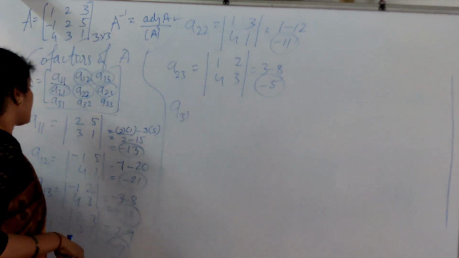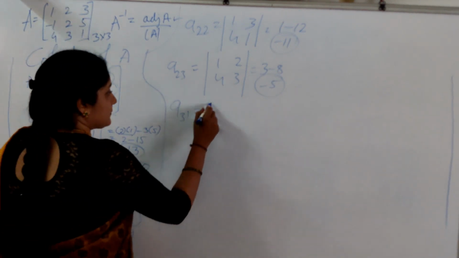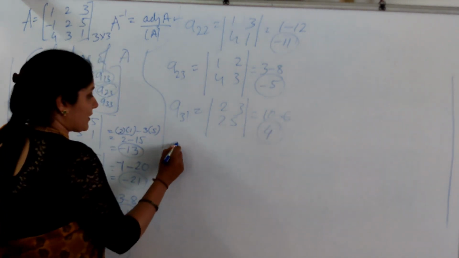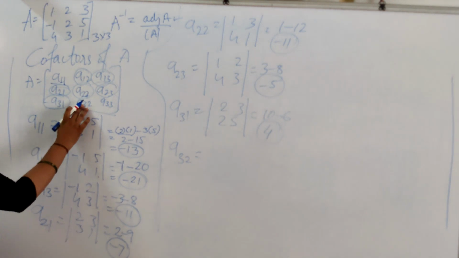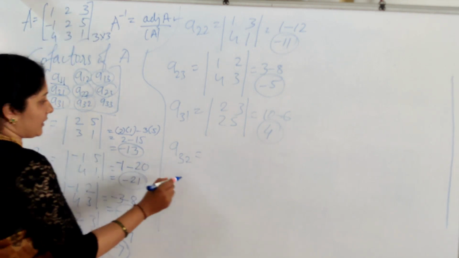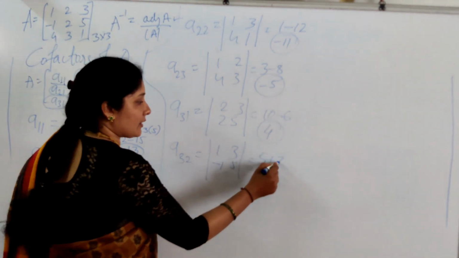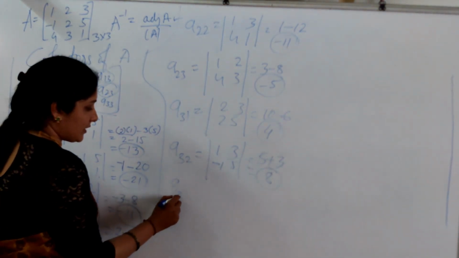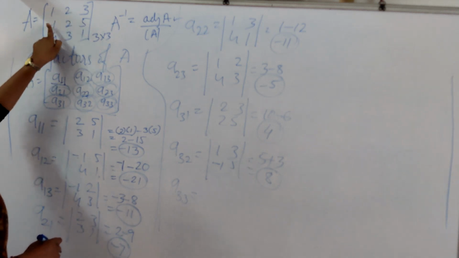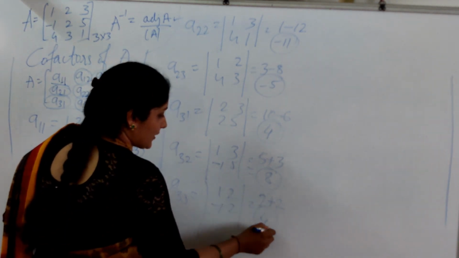Next, A31 means leave this row and this column. What is left here? 2, 3, 2, 5. 10 minus 6, that is 4. Next, A32. Leave this row and this column. What is left here? 1, 3, minus 1, 5. So, this is 5 plus, minus into minus becomes plus 3. Therefore, it is 8. Next, the last one, A33. Leave this column and this row. What is left here? 1, 2, minus 5, 2. This is 2 plus 2, therefore it is 4.